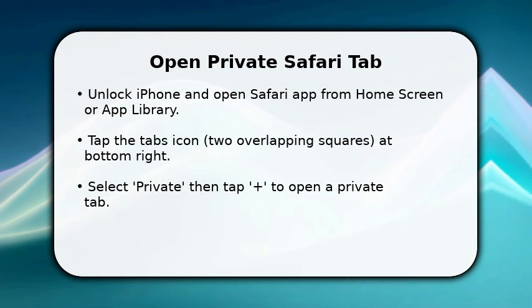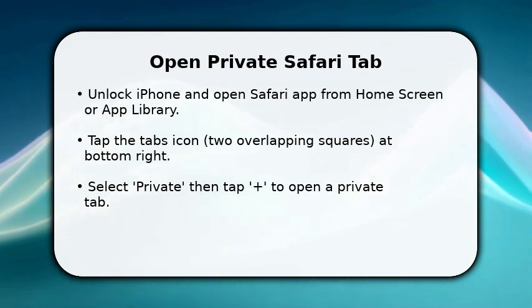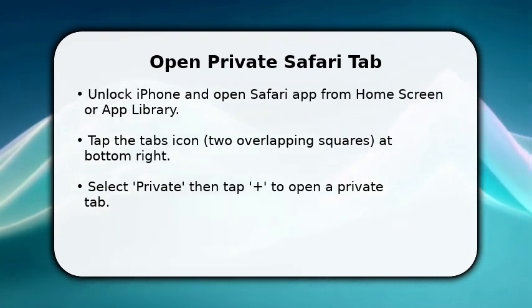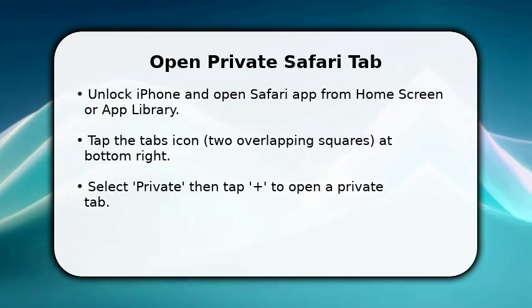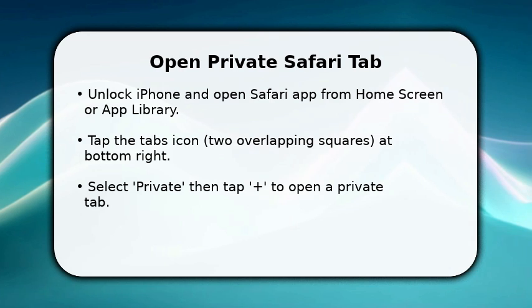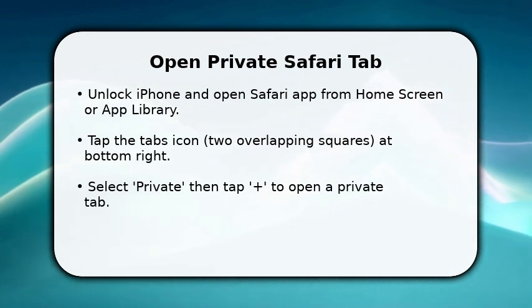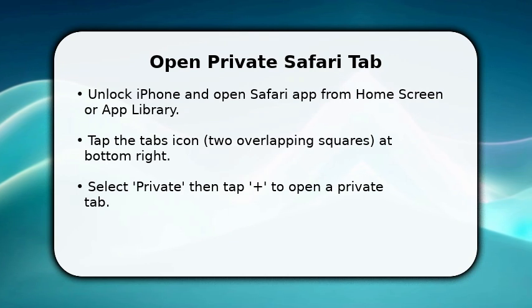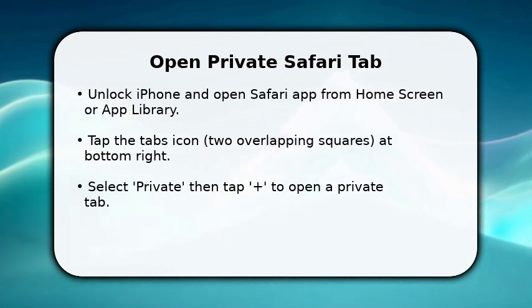Once Safari is open, tap the tabs icon at the bottom right to view tab groups. Now choose Private to switch modes. This isolates cookies, history, and auto-fill for that session. Finally, tap the plus icon to open a fresh private tab. You're ready to browse without leaving traces on the device.